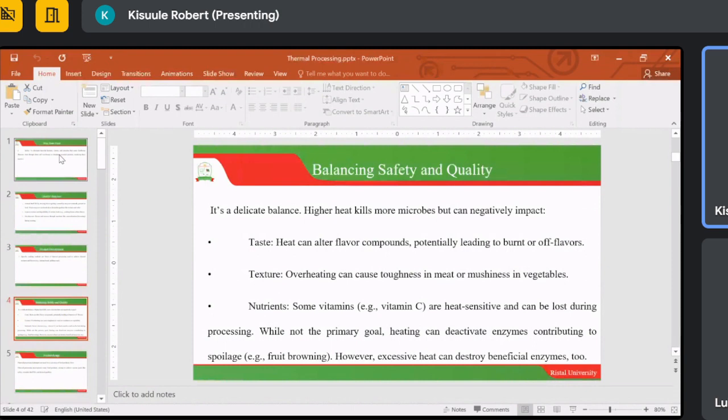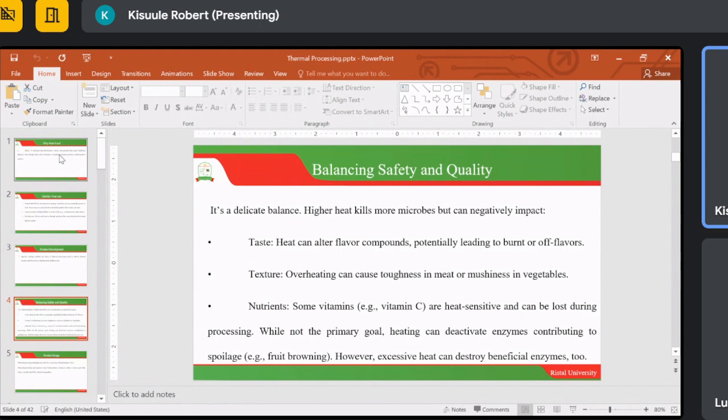burnt flavors. You can understand even from miles away that, oh, that person is cooking beans and those beans are burnt, because of that flavor that it will give off from a distance. And that flavor is not desirable if you're operating a food shop or a cookery, something like that. But also the texture. Overheating causes toughness in meats and mushiness in vegetables. This is what we are talking about.